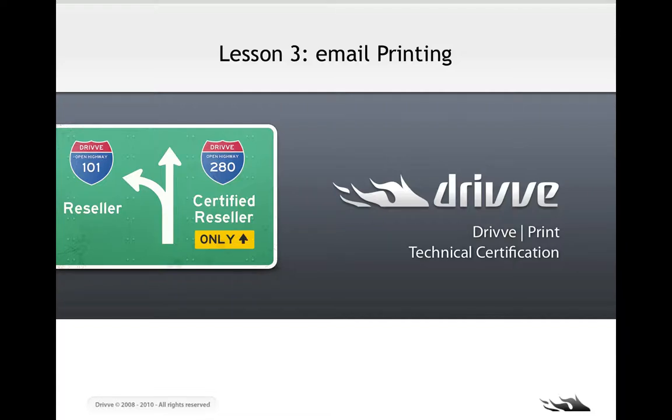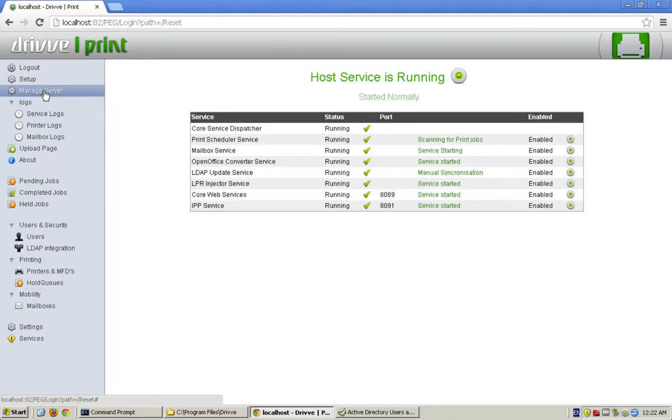Hello, this is the next video in lesson 3 and it's going to cover email printing. One of the most accessible and simple methods for mobile print submission is via email. The way that Drivve Print handles this is via a subservice called the mailbox service.